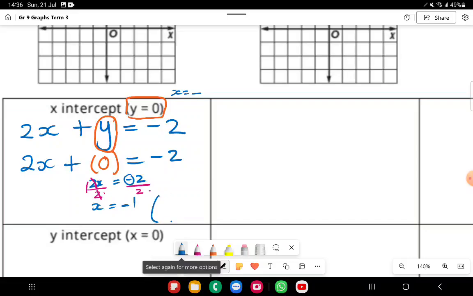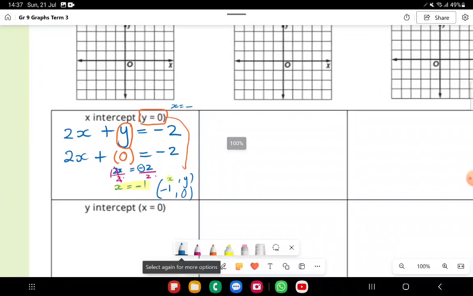Please write your answer as an ordered pair. An ordered pair is always x, y. Here, that's your x value, and x is -1. And your y value is up here, and y is 0. So that's the first point that we're going to calculate.